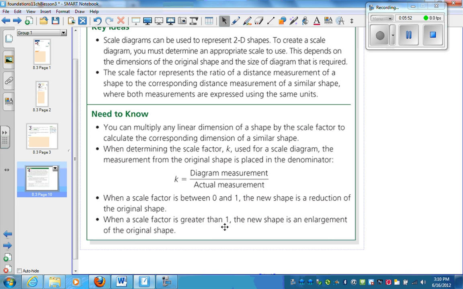So enlargements come when you have a model. For instance, if I have a model car, the new shape is an enlargement. So if I used a model car to make a car, that would be an enlargement.